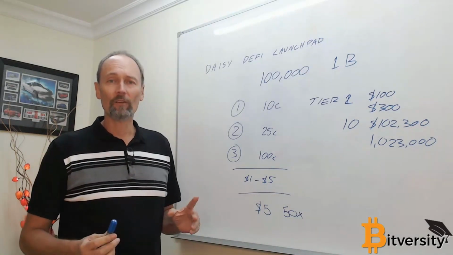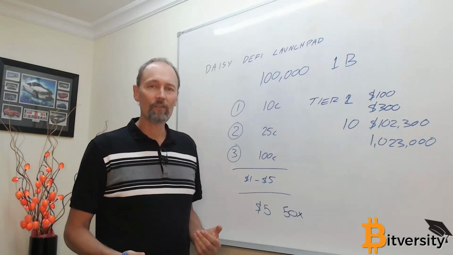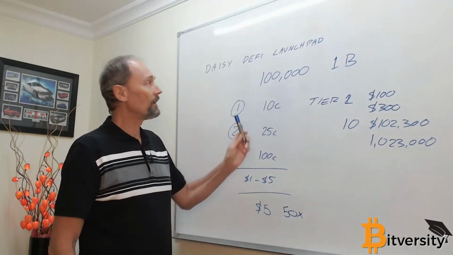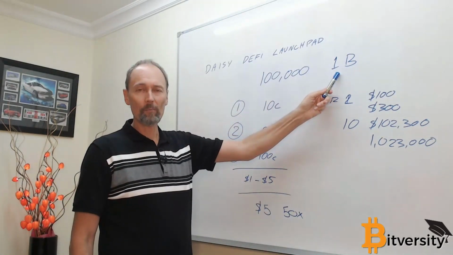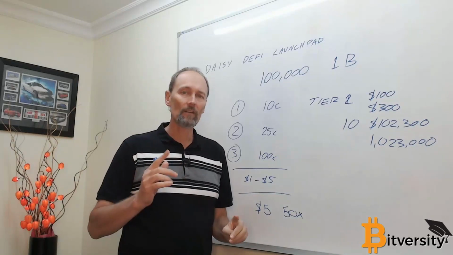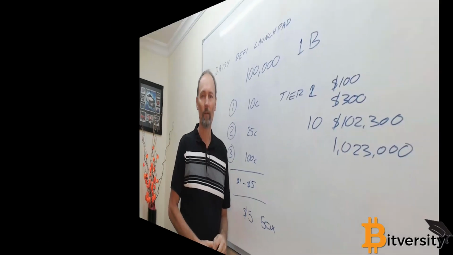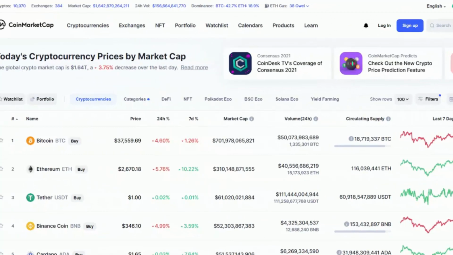But what I'd like to do now is share with you what another DeFi Launchpad has done, who's got exactly 1 billion tokens. So I'm going to jump onto the screen now and share coinmarketcap.com with you. On the screen here you can see Bitcoin is #1 crypto in the world. Currently, at the time of this video, 37,000 US dollars.